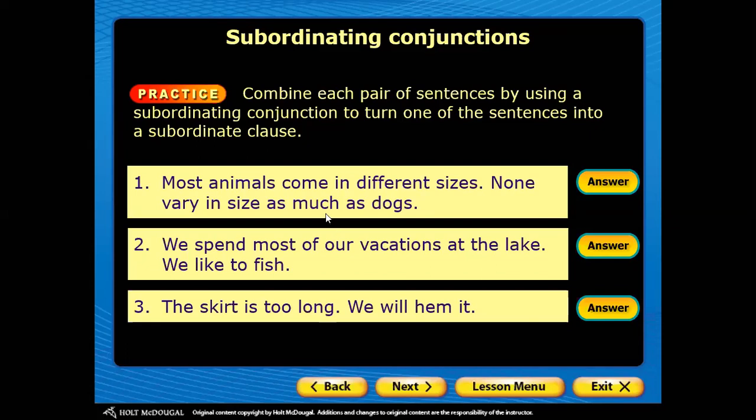Most animals come in different sizes. None vary in size as much as dogs. What's the relationship between the two sentences here? Most animals come in different sizes. Although, yes, very good. So the relationship is contrast.